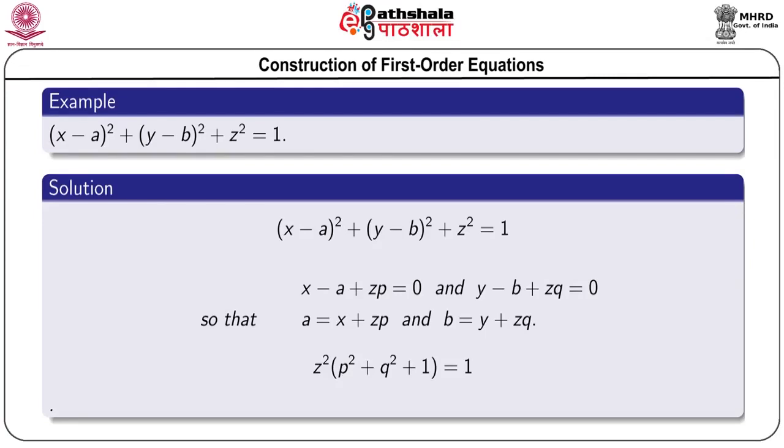From these two equations, we can find the values of a and b, and if you substitute these values of a and b in the original equation, we will get a relation of the form z²(p² + q² + 1) = 1. So, this is the first order differential equation whose solution is (x − a)² + (y − b)² + z² = 1. So, in this case, eliminating two arbitrary constants a and b, we obtain a first order partial differential equation.